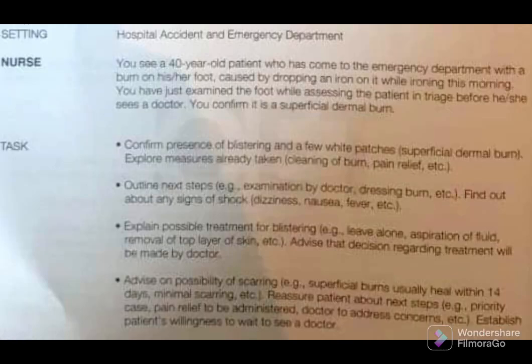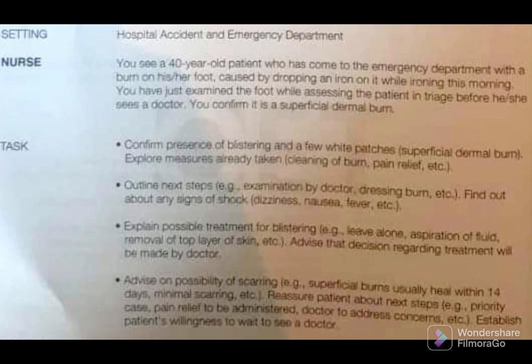It is a hospital accident and emergency department. You are a 40-year-old patient who has come to the emergency department with a burn on his or her foot caused by dropping an iron on it while ironing this morning. You have just examined. So in this scenario also the same word, you have just examined. So this is a known case.